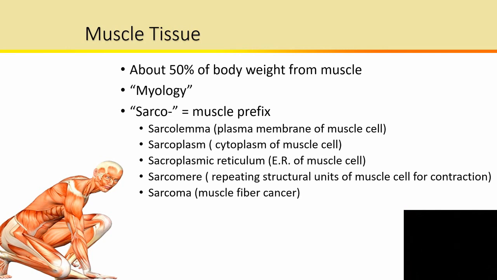Sarcomere is just another name for the muscle cell itself. It has a very complex structure, which we'll be talking about in our subsequent videos. But the sarcomere is basically the repeating structural unit of a muscle cell that is required for contraction. They're very cylindrical appearing. Just another word would be sarcoma, which is a certain type of muscle cancer that we will see. So anyway, this is just a little about general ideas about muscle tissue.